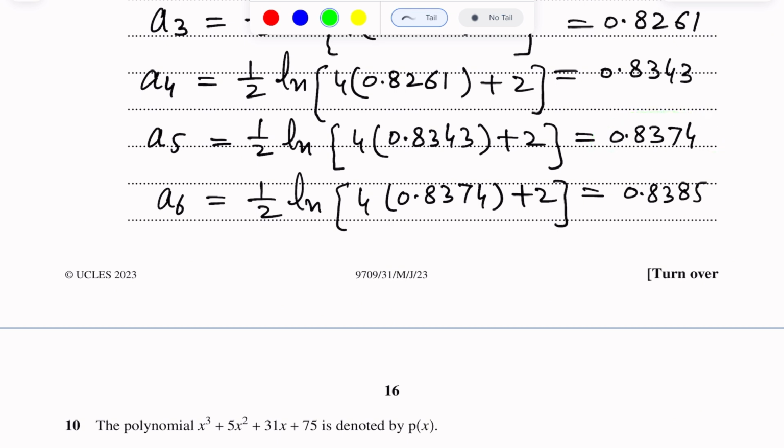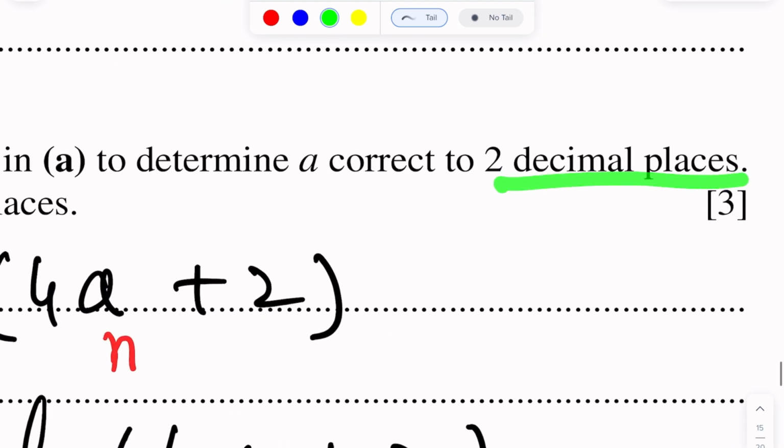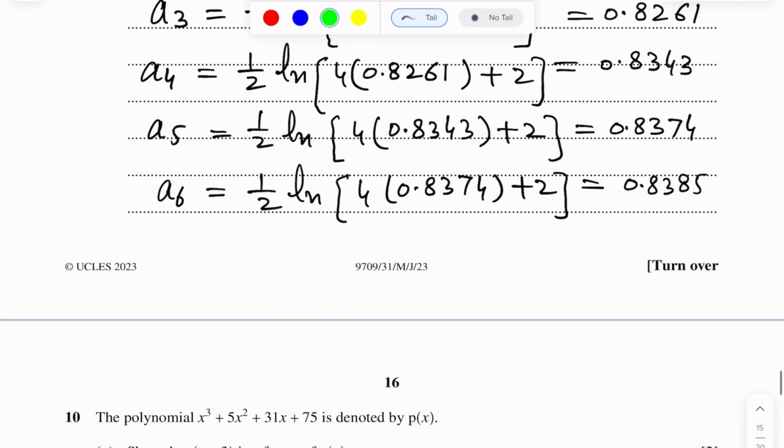Now it is converging, because these are the different iterations. Here the root is converging, correct to two decimal places. We have to give the answer correct to two decimal places. If we round off this iteration, we get 0.84 correct to two decimal places. In the same way, if we round off iteration A6, this is also 0.84. This shows that we get the approximate root from these two iterations.